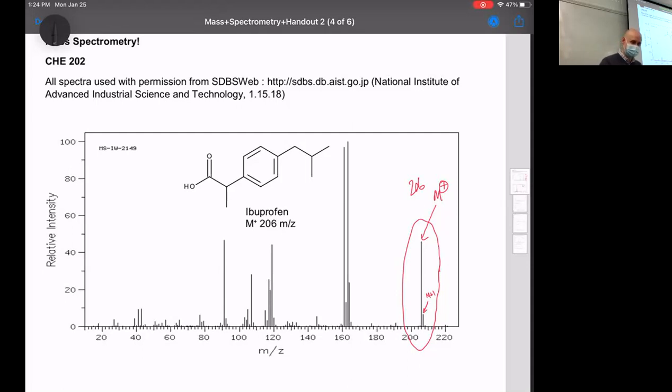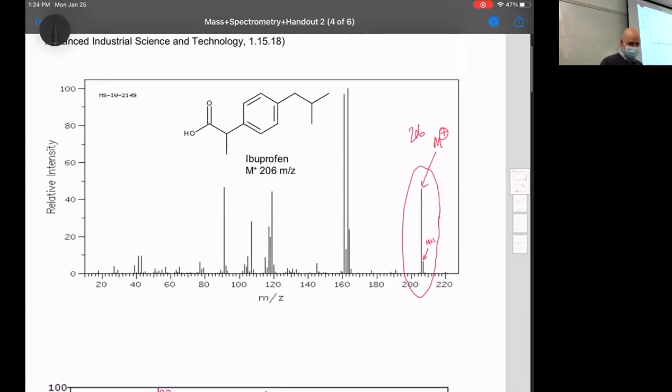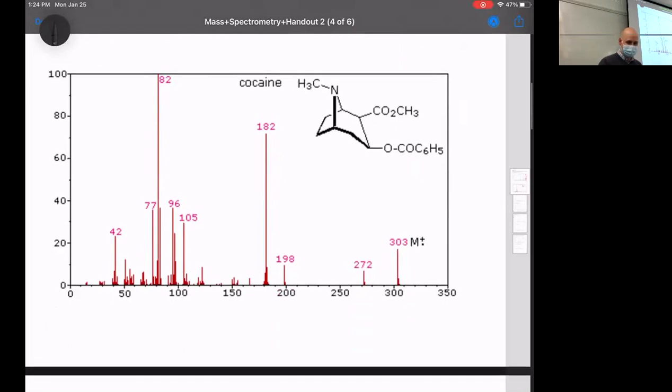Okay. All right. So ibuprofen's a molecule. You probably have used some at some point. I have. It's not a big deal. It's everywhere. It's just a molecule, though. Cocaine has cost many, many lives in many different ways, but it's still just a molecule. It's a molecule, and it has a mass. So you put it in a mass spec, you'll see a mass, and it's 303.